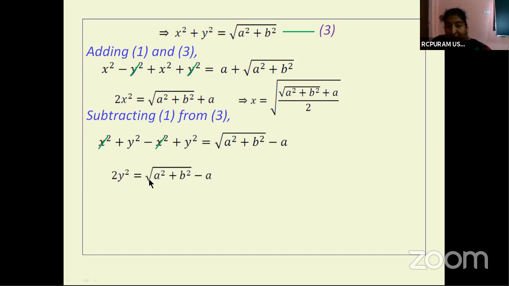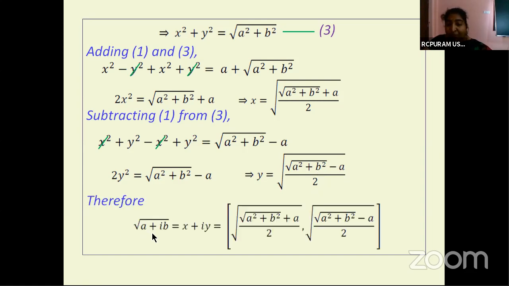Then what is y square? Root of a square plus b square minus a by 2. Then this implies y is nothing but root a square plus b square minus a divided by 2. Therefore, the square root of a plus ib, which is in the form of x plus iy, is given by the formula root a square plus b square plus a by 2 and root a square plus b square minus a by 2. Okay, so this is the derivation for calculating the square root of a complex number.